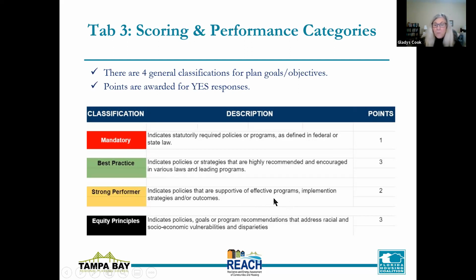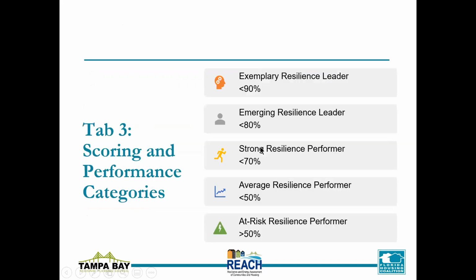And this is where you're looking at every part of your plans to make sure that you have racial and social equity. Each of those has a point value. If it's a mandatory policy, you get 1 point. Best practices, if you have it, you get 3 points. Strong performer, you get 2. And then all of your equity principles, you get a 3. So all of that goes into a logic and ends up with a kind of a performance category for you.